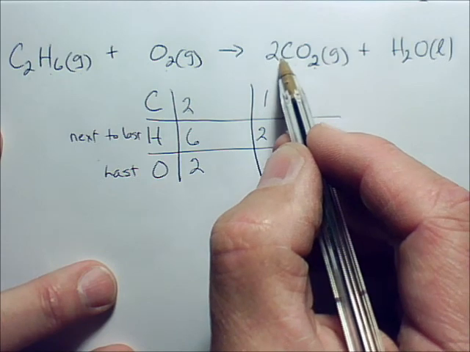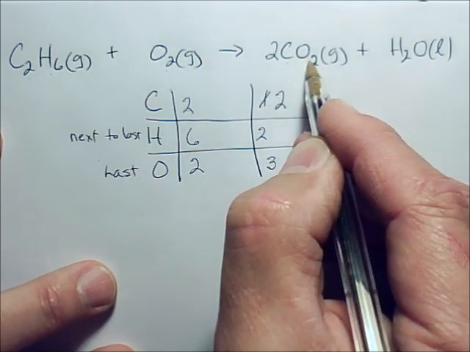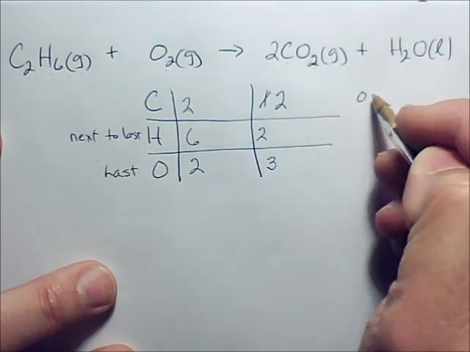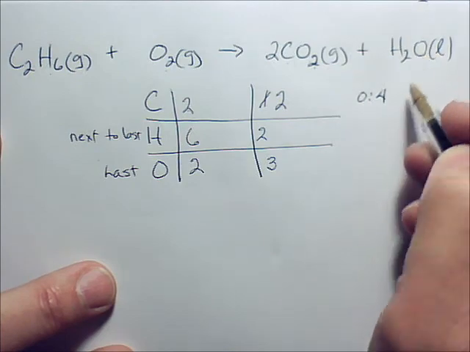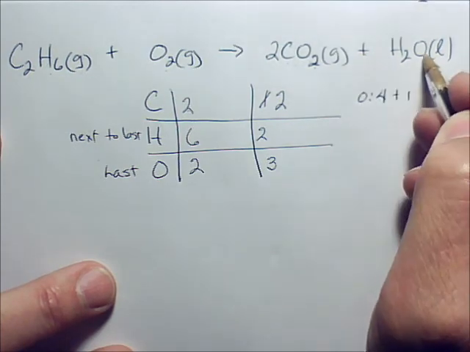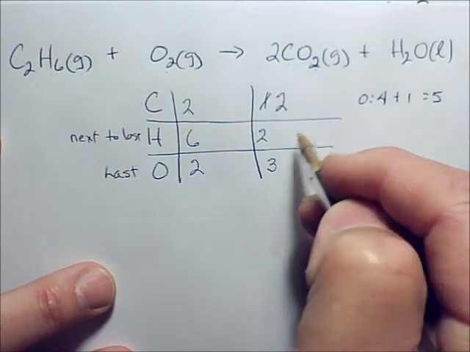Okay? So that means I have 2 carbons. But now I've multiplied the number of oxygens by 2. So at the moment I have 2 times 2 is 4 oxygens plus 1 oxygen. This plus sign applies to this too, plus 1 oxygen. So I have a total of 5 oxygens.